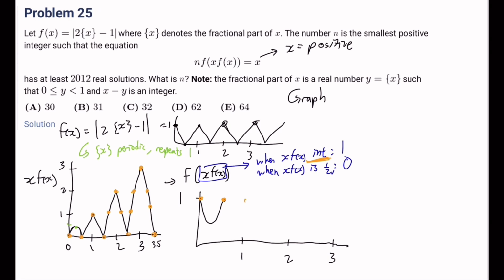So for 1, we actually have one more value here. And then between 1 and 1/2, we have nothing. So we have 1/2. And then at 2, we have something. And between that, we have one more. And we have one more at 2.5, so we have 2.5, and then we have one more.